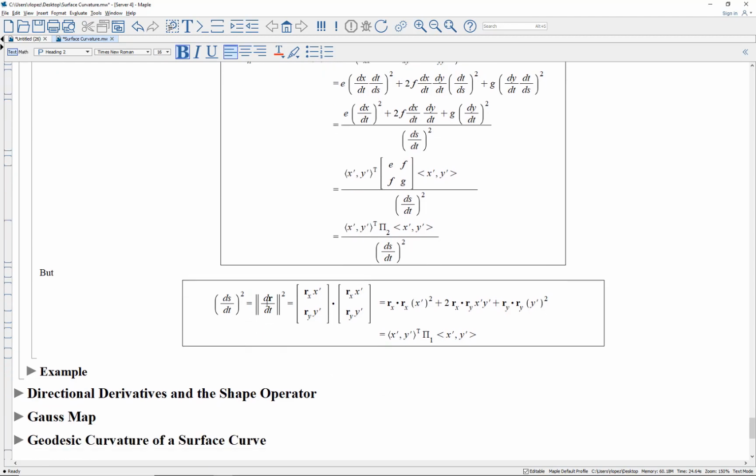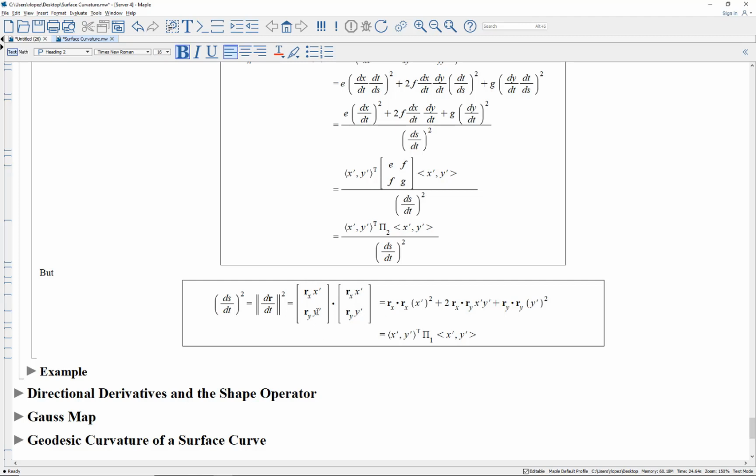It's the length of the tangent vector squared. How would you compute that? Well, here's one representation. R sub x, right? How do you get this? It's r_x dx/dt plus r_y dy/dt. So you have to take the dot product of this expression with itself. And at first glance, you would think you multiply these two and you multiply these two.